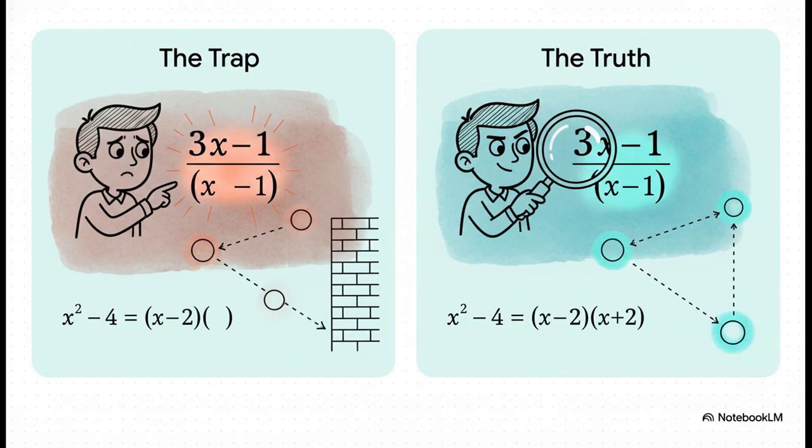The second trap is not factoring all the way. If you just look at x squared minus 9 and don't break it down, you might miss one of the solutions. The truth is, you have to find every single factor to find every single danger zone.